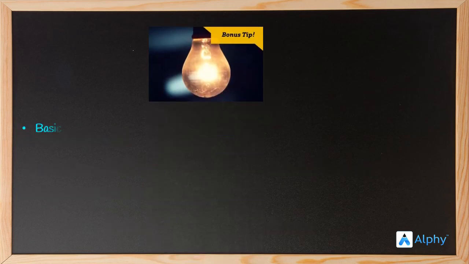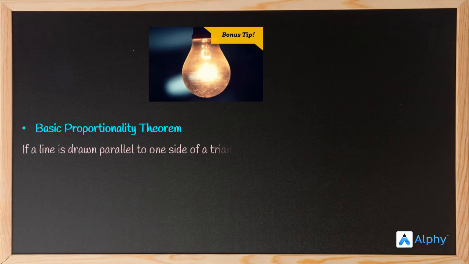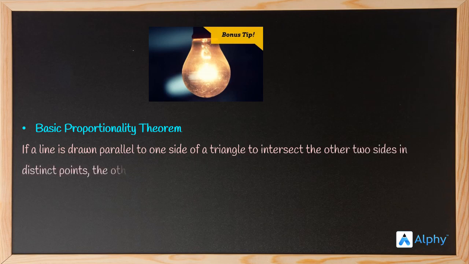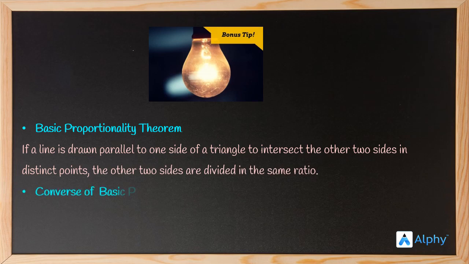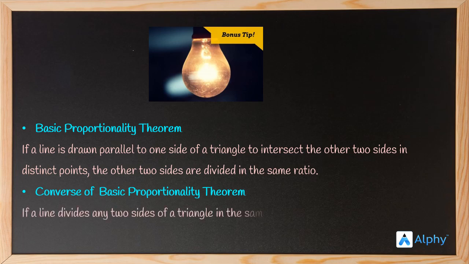Now we have learned that the basic proportionality theorem says that if a line is drawn parallel to one side of a triangle to intersect the 2 other sides in distinct points, the other 2 sides are divided in the same ratio. We also learned the converse of the basic proportionality theorem, which says if a line divides any 2 sides of a triangle in the same ratio, then the line is parallel to the third side.